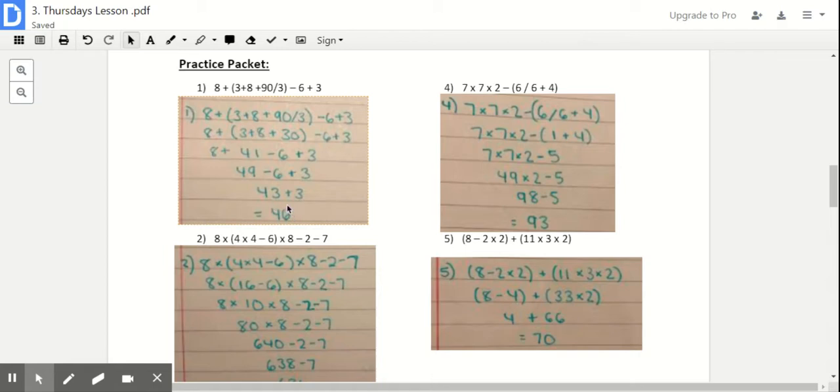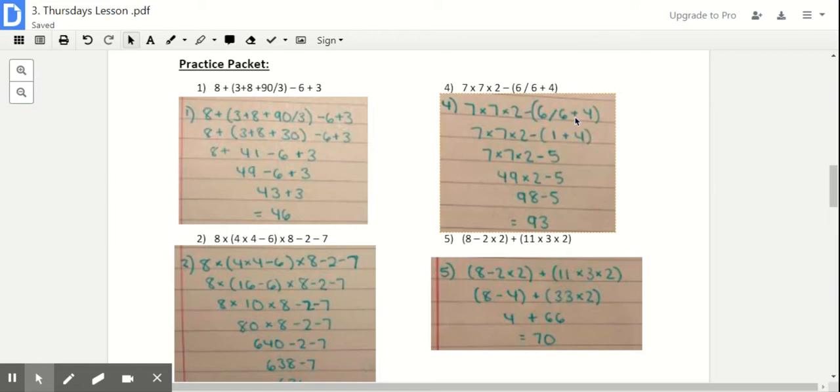Let's look at number 4. I have 7 times 7 times 2 minus parentheses 6 divided by 6 plus 4, close the parentheses. So why did I decide to do 6 divided by 6 first instead of 6 plus 4? Correct. Again, that division is showing that higher power of operations compared to addition.